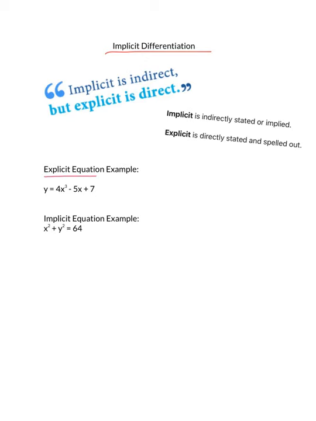And what you see is that this is direct. Our equation says y equals something. It's going to be very easy for us to calculate y prime or dy by dx because it already says y equals. If you take a look at the second equation, our implicit equation example, it says x squared plus y squared equals 64. It's not so easy to do the derivative for this equation, which is a circle, by the way, in case you recognize that, because it's not specifically saying y equals something.